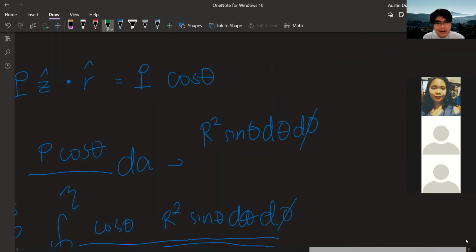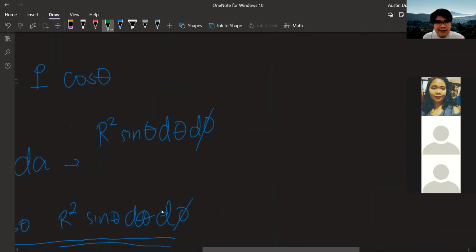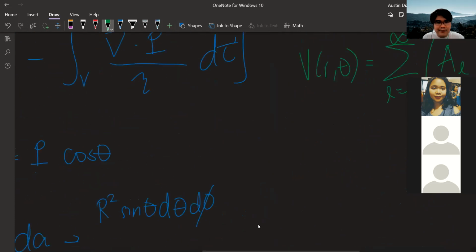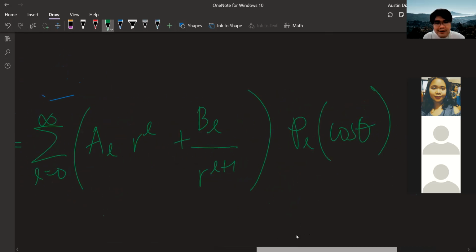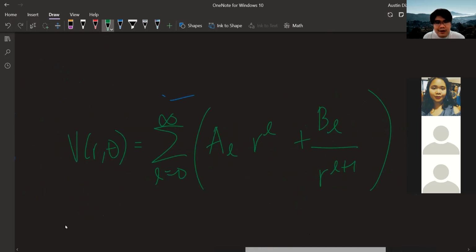Tapos P_L cosine theta. So yung P dito nakakalito kasi ito ay Legendre polynomial. So the normal capital P is Legendre polynomial. Pag may sub na value, that is your Legendre polynomial. Okay, so we have this solution. Okay?